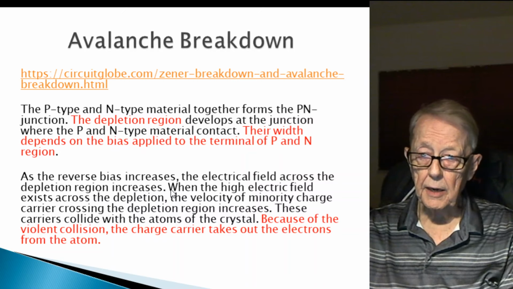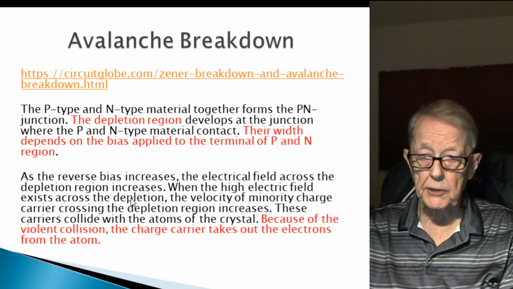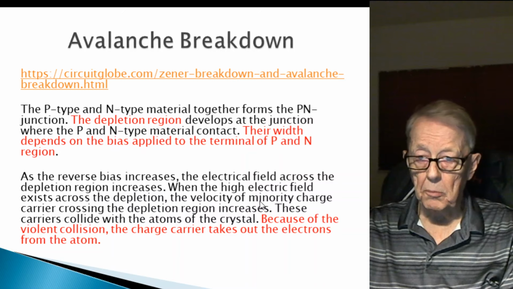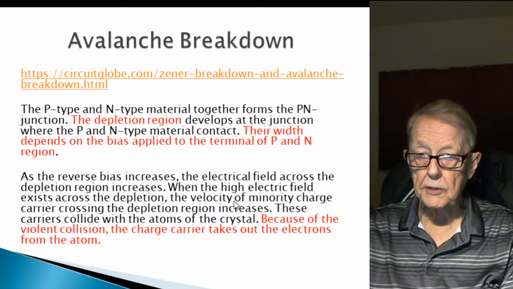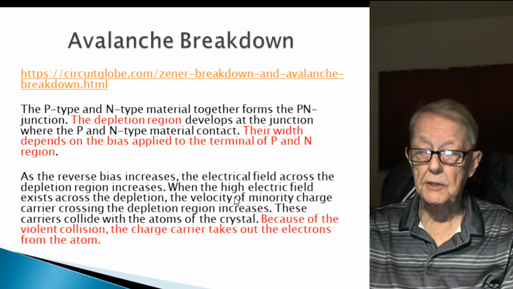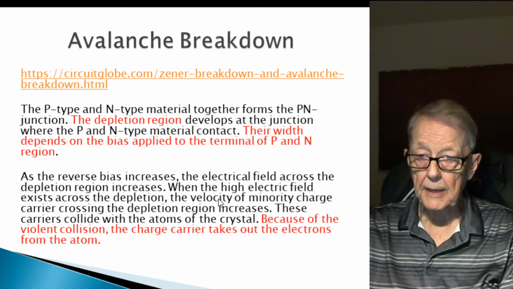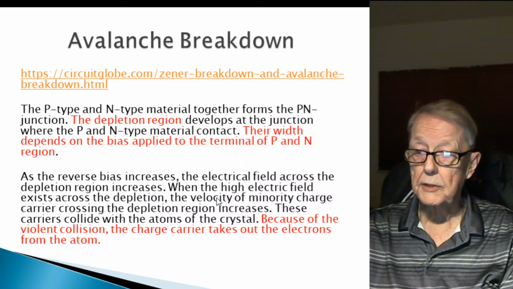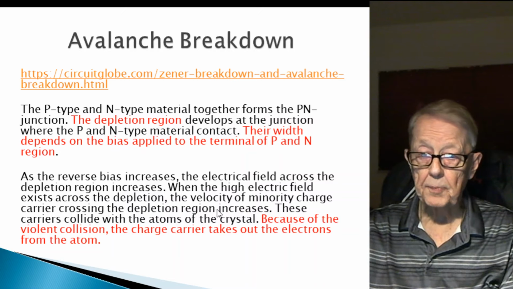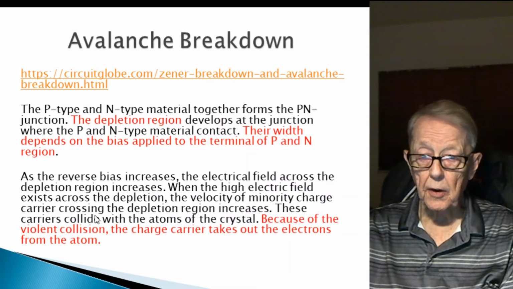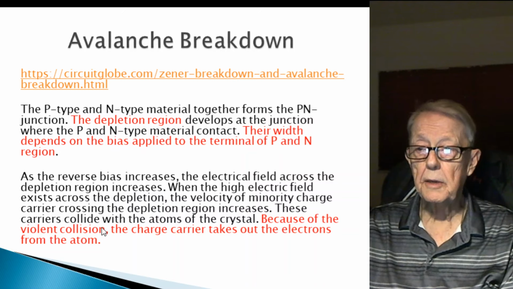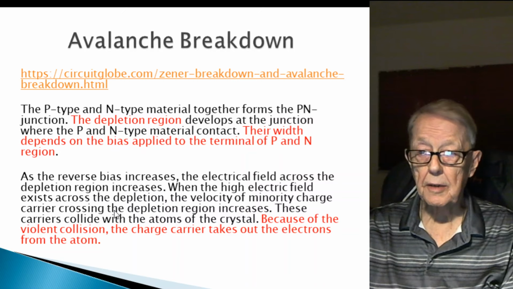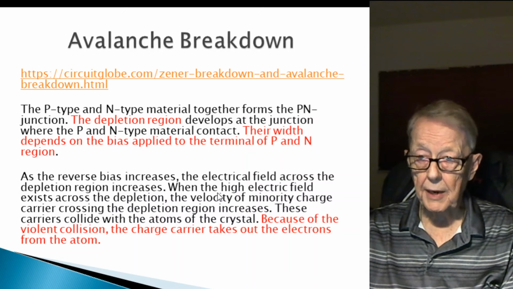When the high electric field exists across the depletion region, the velocity of the minority charge carriers crossing the depletion region increases. The velocity increases. Kind of interesting they say that, because that's part of how I describe it in the particle model. These carriers, moving at high speed, collide with the atoms of the crystal. Because of the violent collision, and we're talking now about the electric field being quite high.